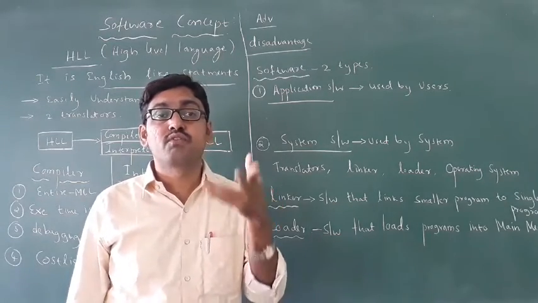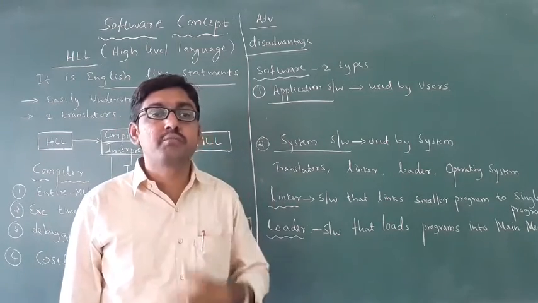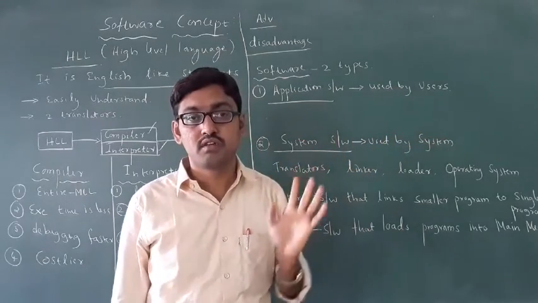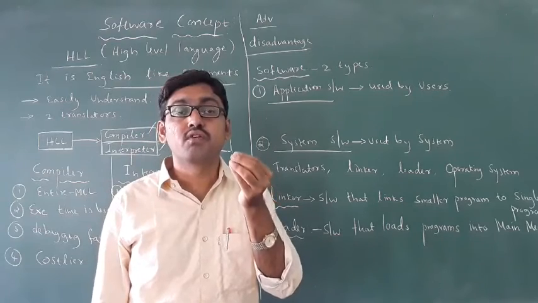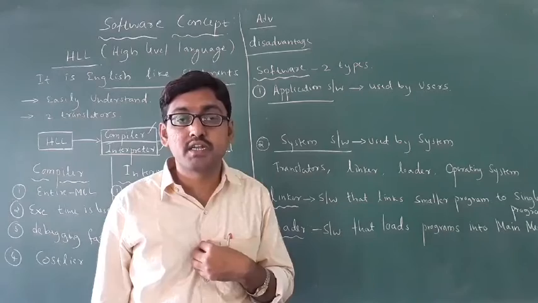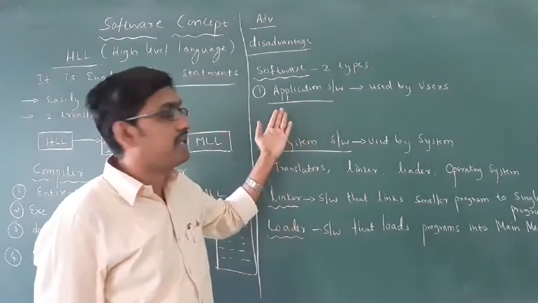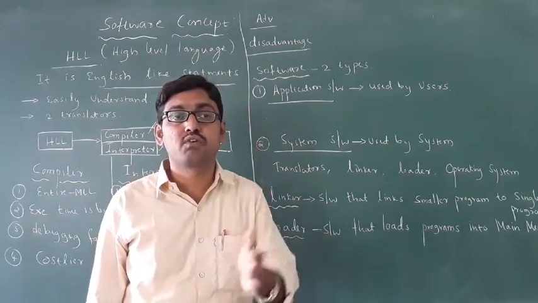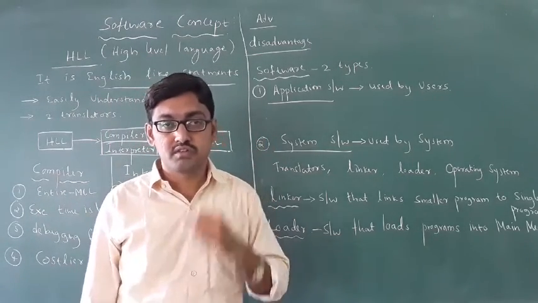Example for application softwares. See, what is application software now? Application software means nothing but the software which is used by the users to carry out a particular task. The software which the users use, that is nothing but application software. Okay, what is application software? Application software means the software which is used by the user.